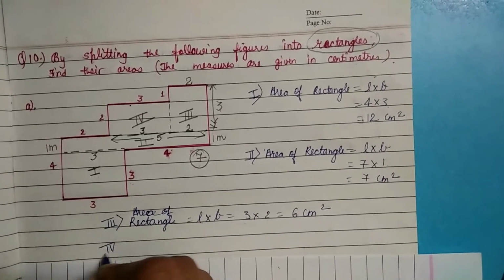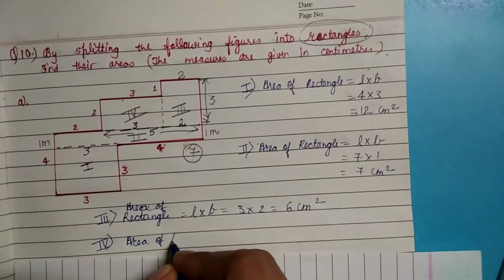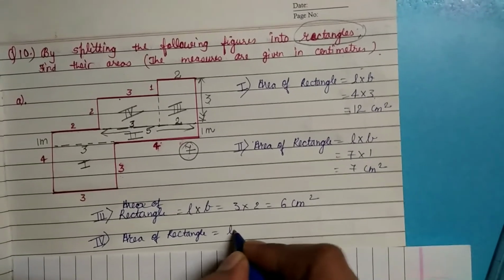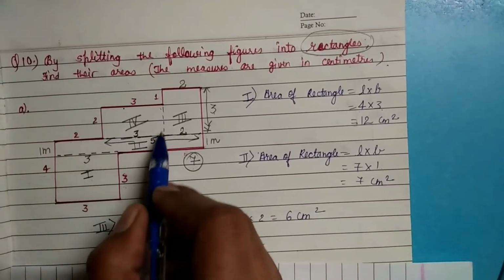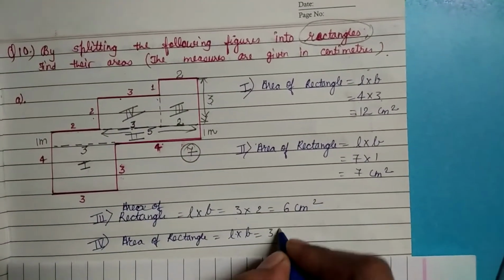And the last, the fourth, the area of a rectangle is length into breadth. In the fourth one, we will see only the fourth one. Length is 3 and breadth is 2.